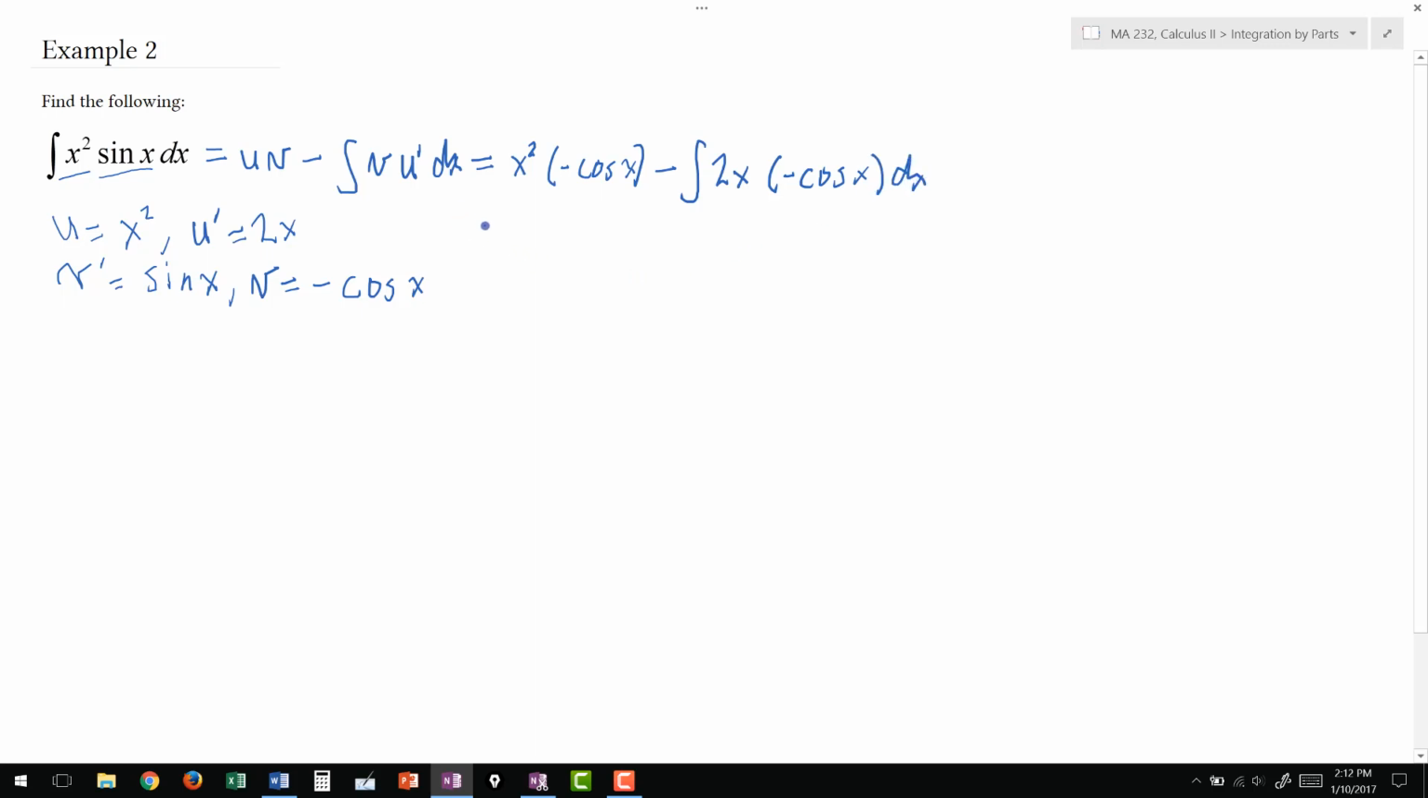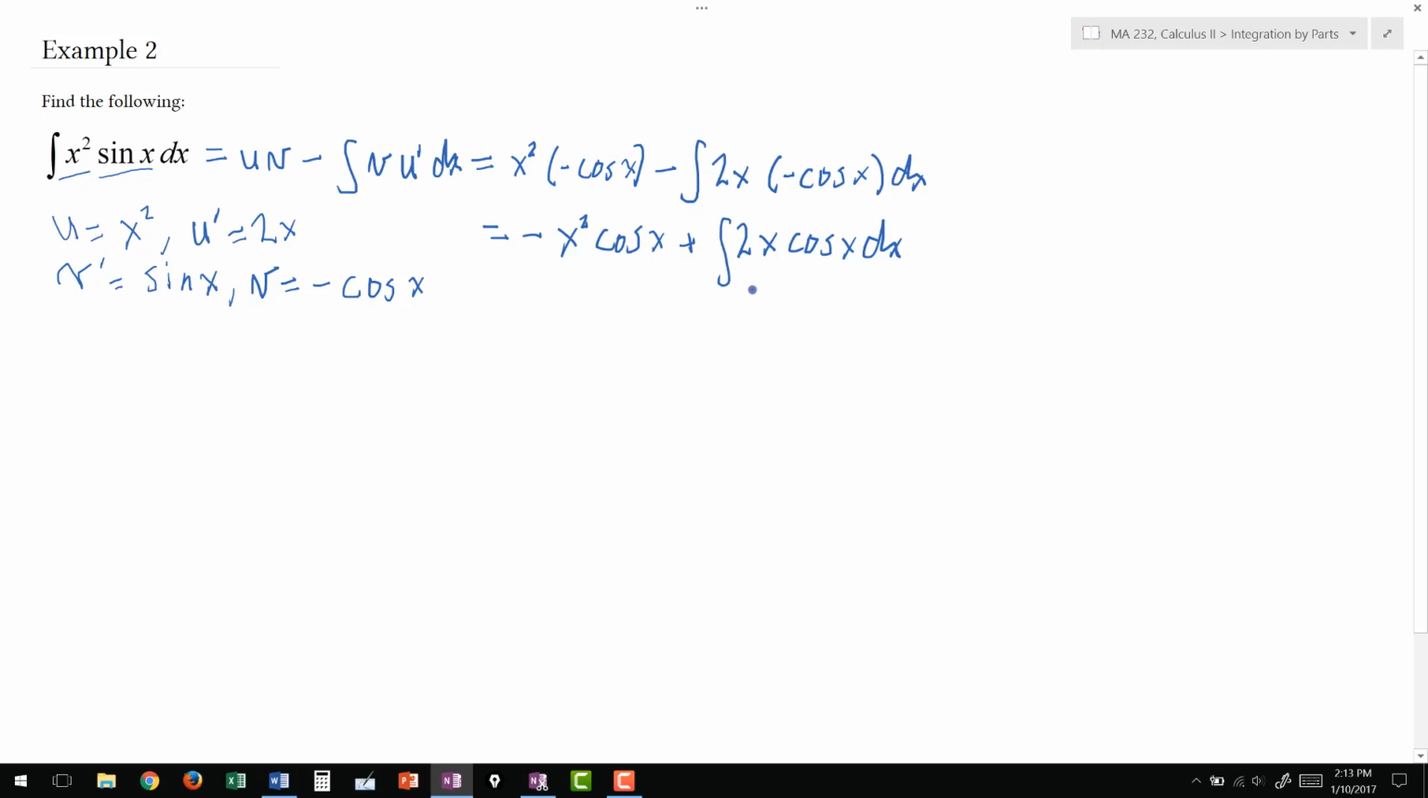And then if I clean up the minus signs, I get minus x squared cosine x plus the integral of 2x cosine x dx. So here's why this problem is a little harder than the previous example. The integral that I have arranged by using the parts formula is simpler than the original, but still not one that we immediately recognize. So we have to use parts again.